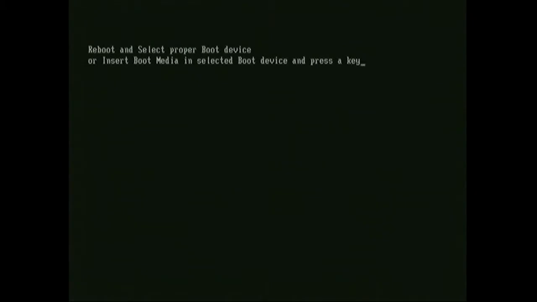We've turned the computer on, and it's asking us to reboot and select a proper boot device or insert boot media. What this means is that it doesn't see an operating system on either of the hard drives, which is correct because right now they are both blank. It then tried to boot to a disk in the DVD drive, and right now there is no disk in the drive. We'll put in the Windows 7 install disk and press a key on the keyboard.